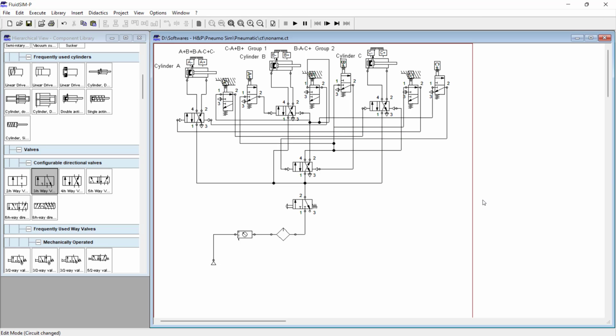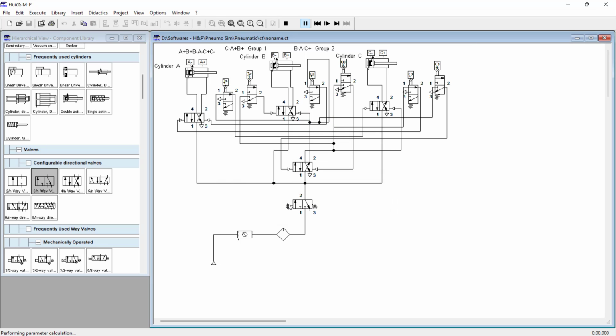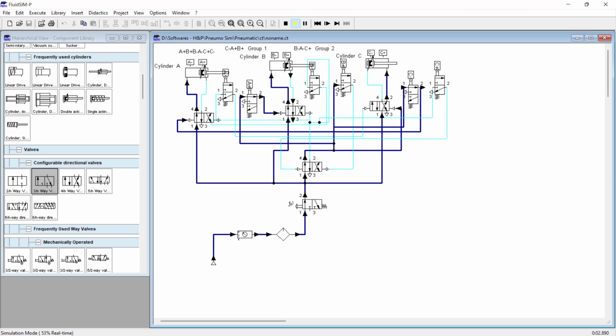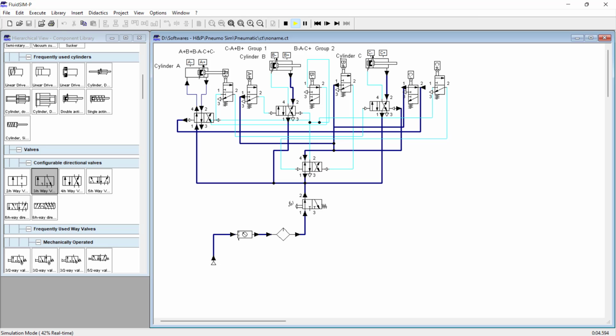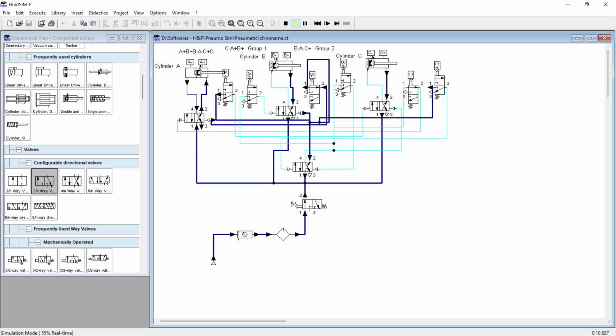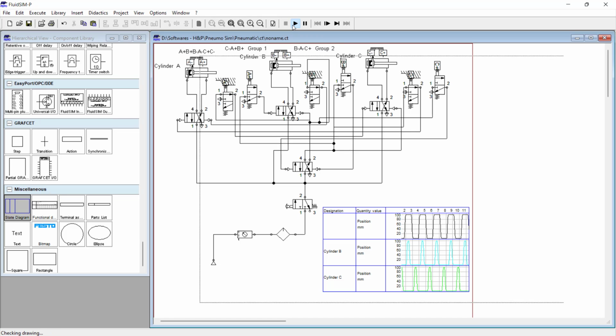Okay, now we have completed all the connections in the circuit, so we can do the simulation. What is the first sequence that needs to happen? So we can start the simulation.